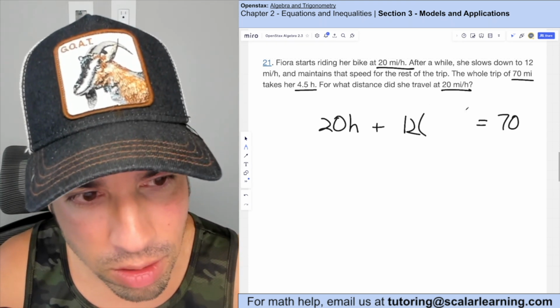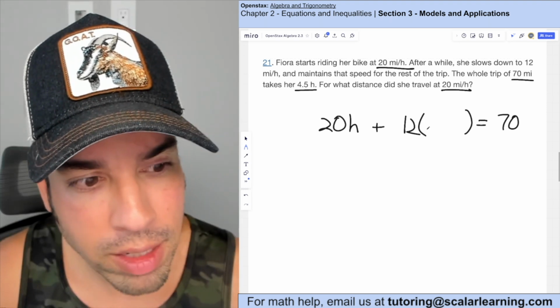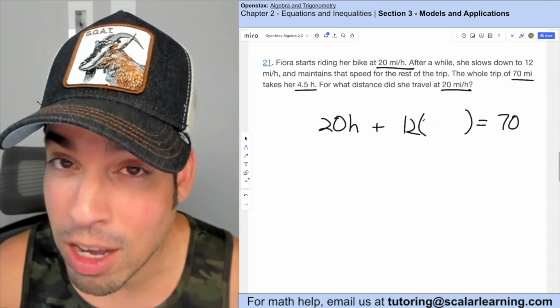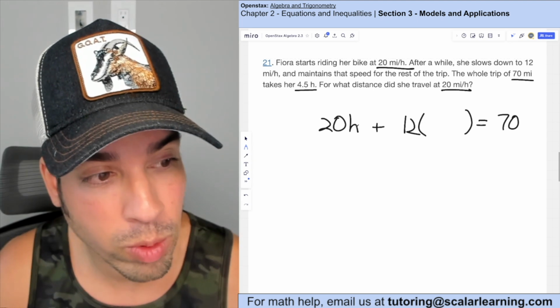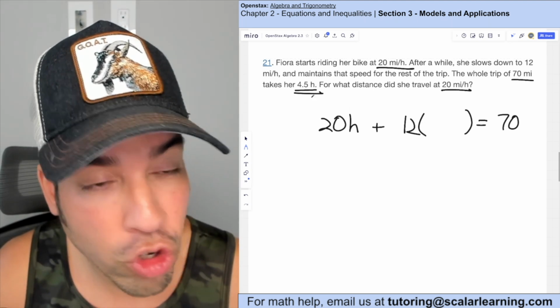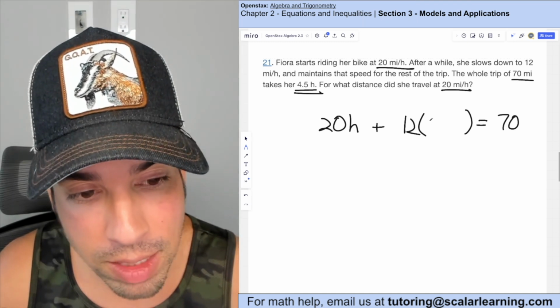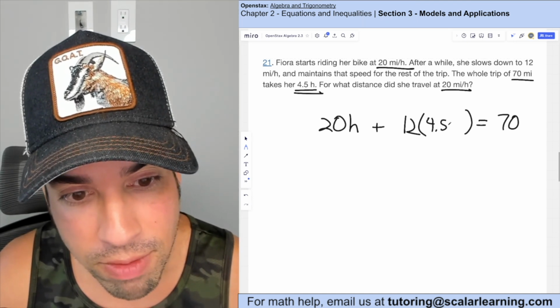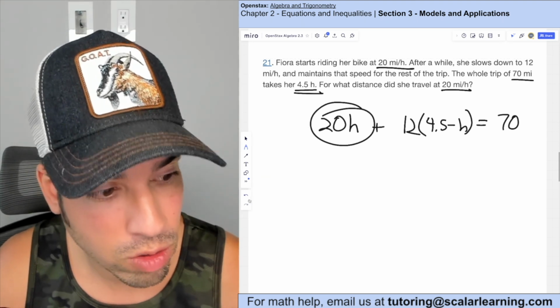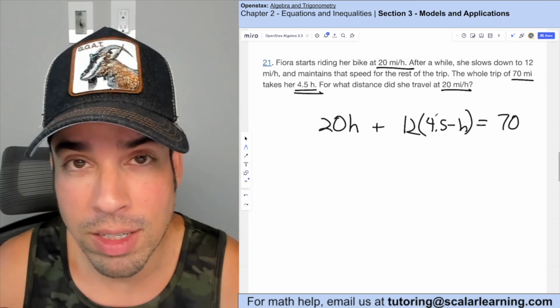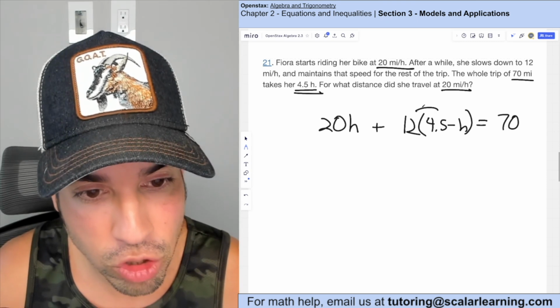Now here's the key, okay? We're doing the rest at, I could say another variable, but that's not going to help because we're going to have two variables. So I'd love to do it with respect to H. Well, since the total trip is 4.5 hours, and this is H, I can say this remaining amount is 4.5 minus how far we went here, or for how long we went there. Now I got a nice equation. Now I can solve. So I'm going to distribute the 12.